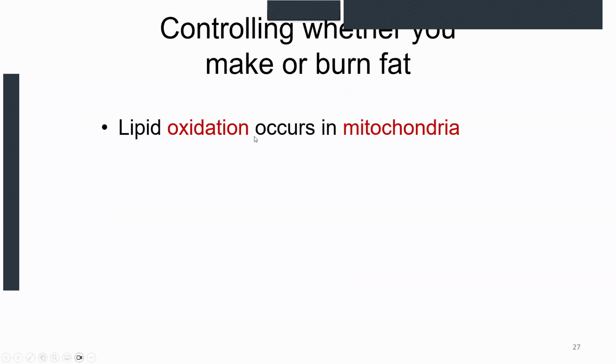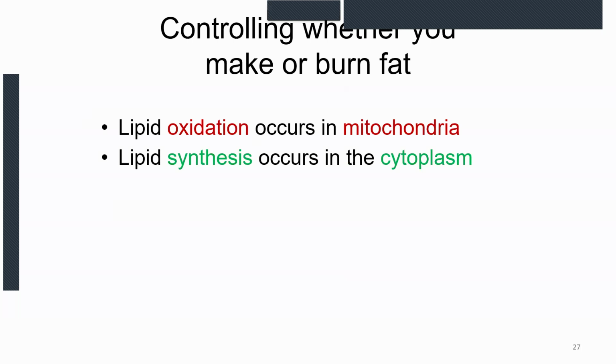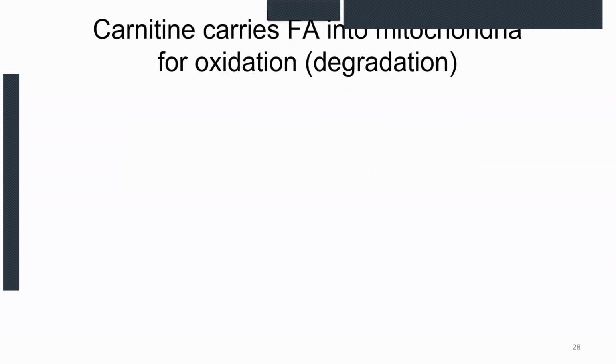Now, lipid oxidation occurs in the mitochondria, and lipid synthesis occurs in the cytoplasm, because there are times that we need to store energy as a fat. But then there are other times we need to take a fat and break it down. So if we're trying to get energy from a lipid, we're doing that in the mitochondria. If we're trying to make a lipid for the purposes of a membrane or just storing the molecule, that's going to take place in the cytoplasm or the cytosol.